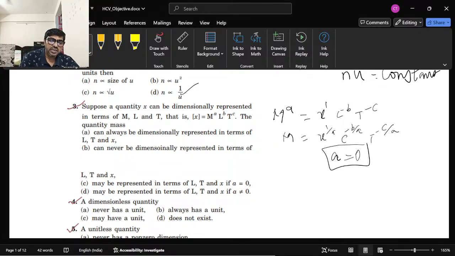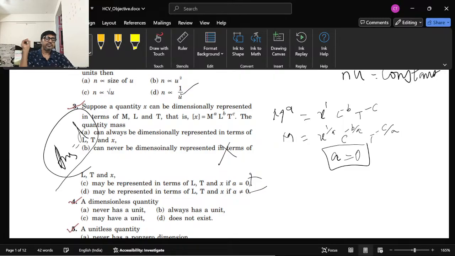That's one point. So it can never be dimensionally represented; obviously B is incorrect. It may be represented in terms of L, T and x; if a is 0, that's also incorrect. If a equals 0, you can't have a defining relation there. Now we have A and D. D is certainly correct, because when a is not 0 you can write it, but when a is 0 you cannot write it. That way the answer is D. So the answer to this is option D. I hope you are okay with that.